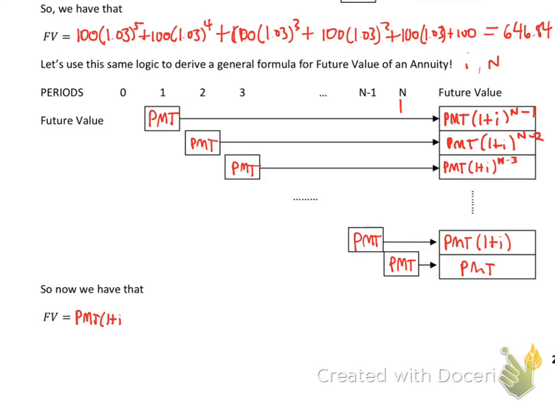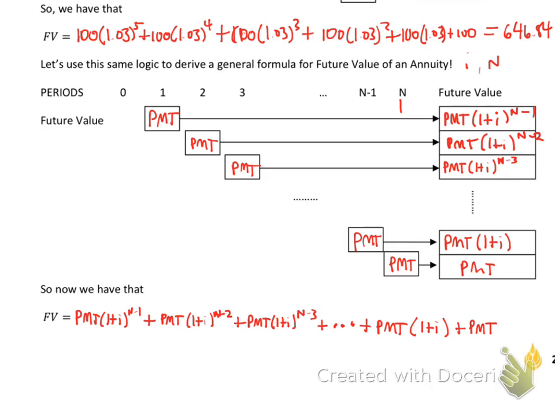So this is what our formula up above looked like up here, only now with general variables like payment, I, and capital N. And so that's what we end up with right there.